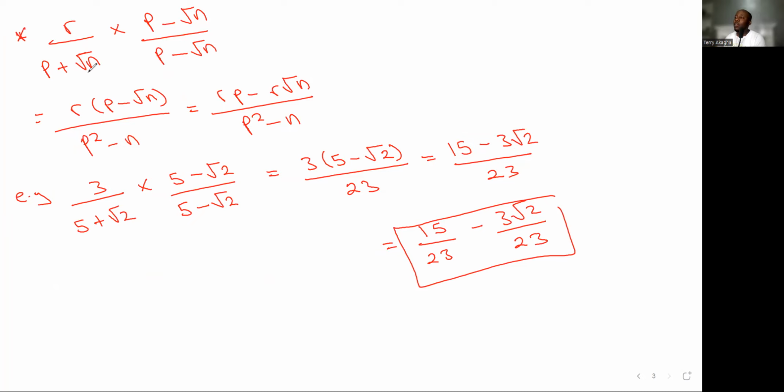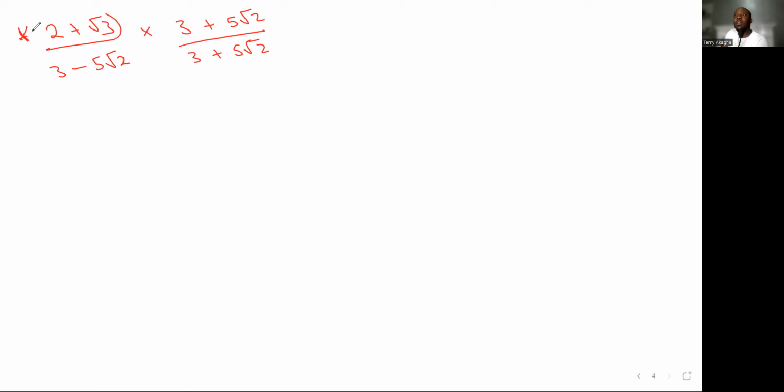Okay, let me just add maybe a little more example. Let's say we have 2 plus root 3 divided by 3 minus 5 root 2. Same thing. Although you have surds, you rationalize by multiplying by 3 plus 5 root 2 divided by 3 plus 5 root 2. Is that okay? Are you seeing it? So you see what you multiply by is the conjugate of the bottom.